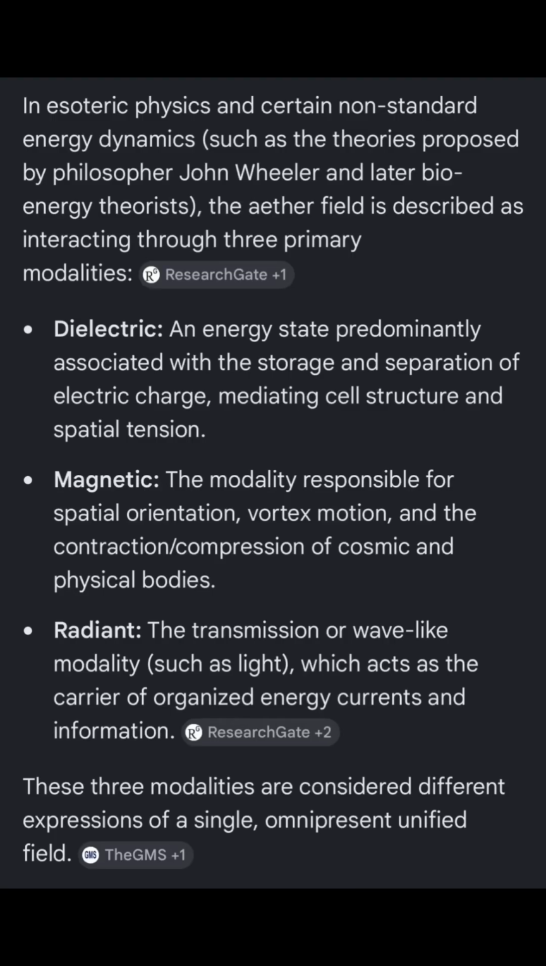So just for a quick recap, we have the three modalities of the ether. You have the dielectric, which is responsible for storage and separation of electrical charge, mediating cell structures and spatial tension. You have the magnetic modality, which is responsible for spatial orientation, vortex motion, and the contraction or compression of cosmic and physical bodies. And then finally, we have the radiant modality, which is the transmission or wave-like modality that transmits energy currents, information, and light. These three modalities are intertwined.